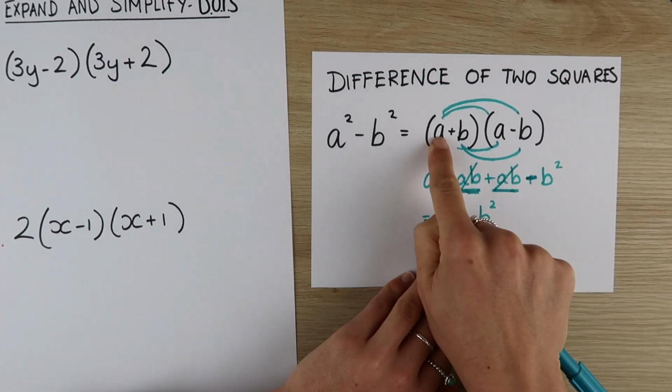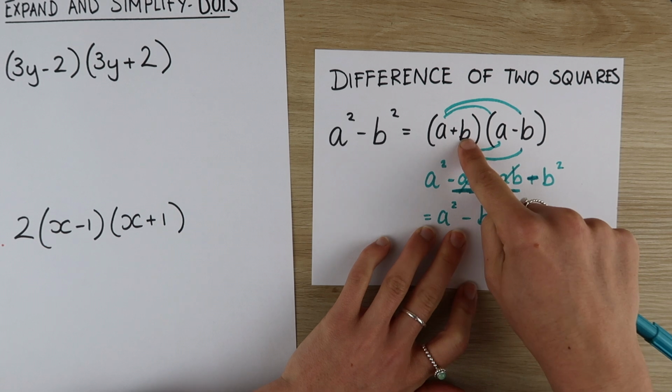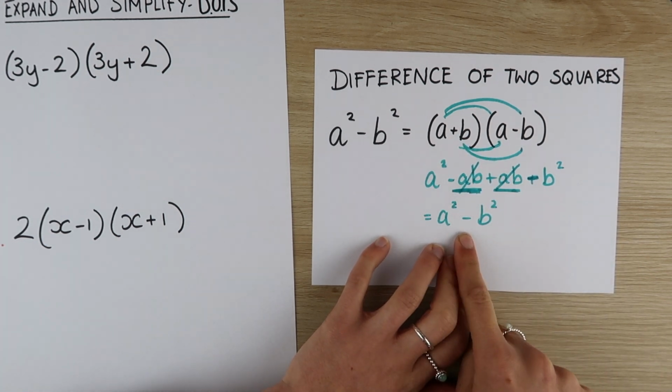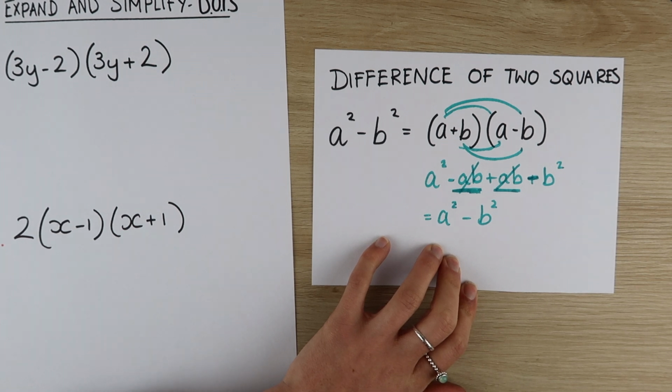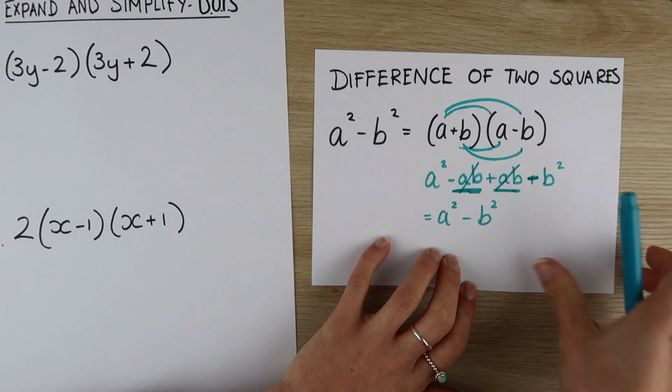So whatever value is there is squared, and whatever value is there is squared, and there's a negative in between them. So that's why it's called the difference of two squares, because when we talk about the difference of two numbers, one is subtracted from the other.